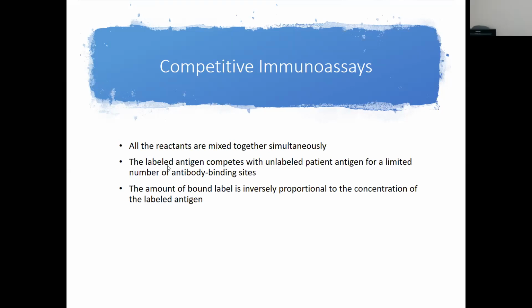Who's latching on? The amount of bound label is inversely proportional to the concentration of the patient antigen. Makes sense, right? So if one goes up, the other one should go down, right? If one's up, the other one should go down as far as the binding goes.